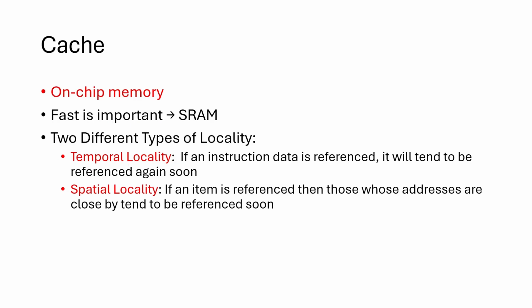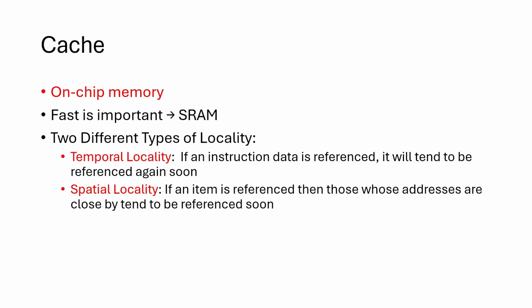The cache is a small memory, and speed is the most important part, so we use SRAM. And there are two different types of locality. The first one is temporal locality, which means when an instruction is fetched, then it will be fetched again soon. Spatial locality means when an instruction is fetched, then other instructions near it will be referenced soon. The temporal depends on time. The spatial depends on the address.